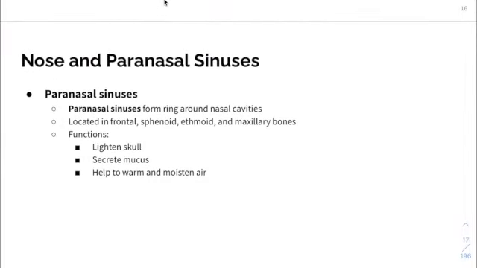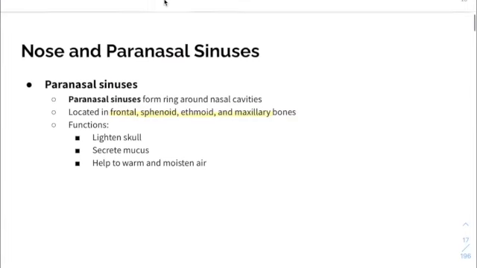We have different sinuses. I'm sure you looked at the different sinuses when you looked at bones in the skull in Anatomy 1, but we have a frontal sinus, a sphenoid sinus, an ethmoid sinus, and a maxillary sinus. These all help to lighten that skull, because putting these air pockets into the skull helps to make your head not so heavy. All of these sinuses secrete mucus, just help warm and moisten the air, just like your nasal concha.